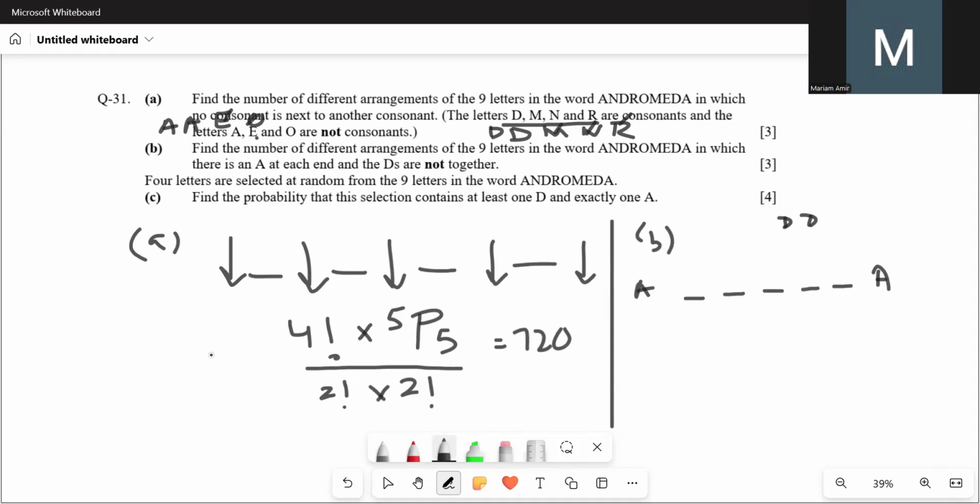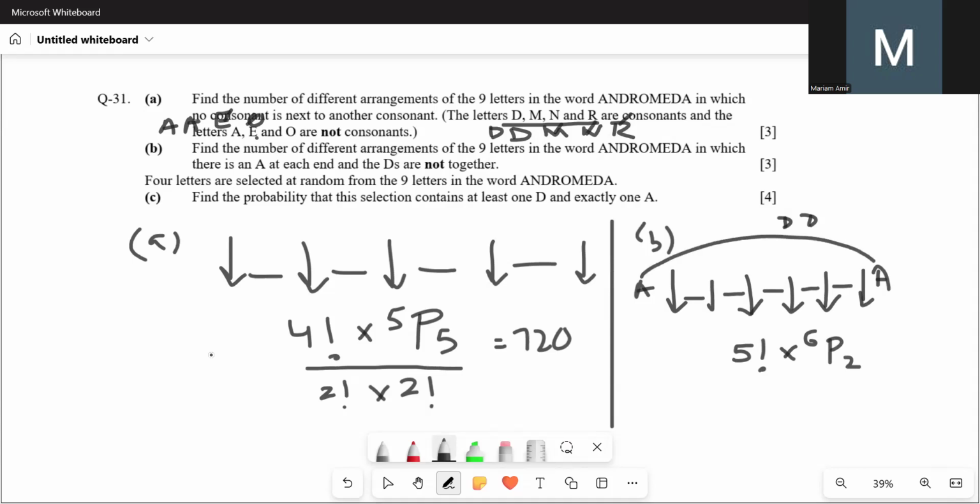If D's cannot be together, first let's ignore those and write those 5 letters. These 5 letters will have 5 factorial arrangements. Now the two D's can be here, or here, or here, so these two D's have 6 available slots, so times 6P2. And we will also include these two A's, which have 2 available slots, so times 2 factorial, divided by the total number of repetitions, which is 2 A's and 2 D's. This gives 1800.